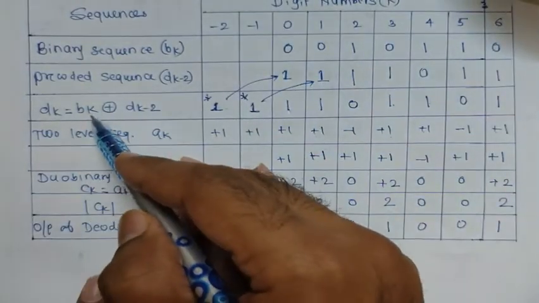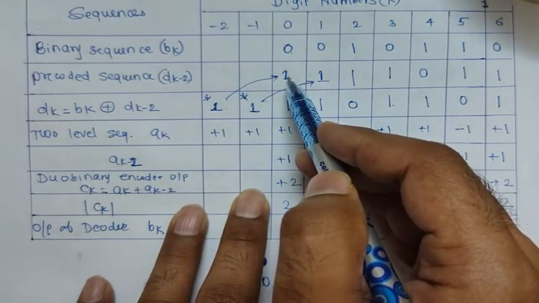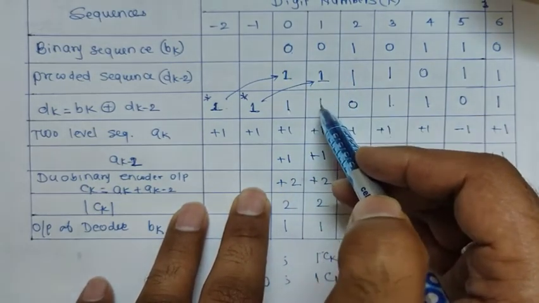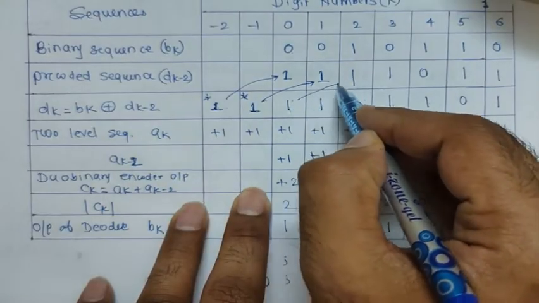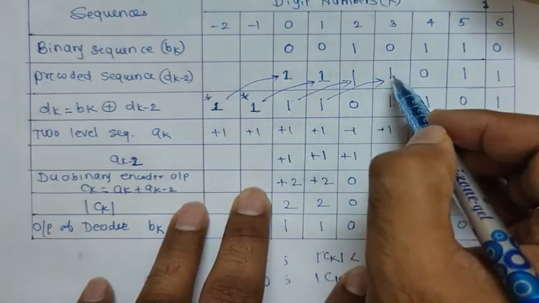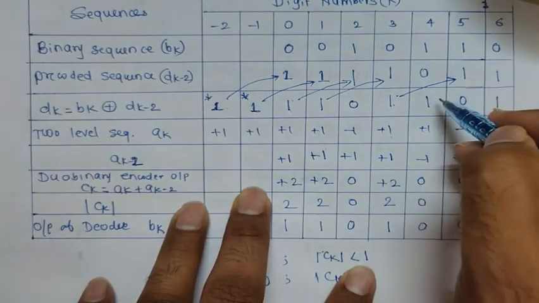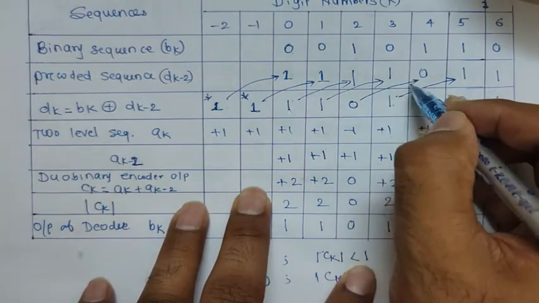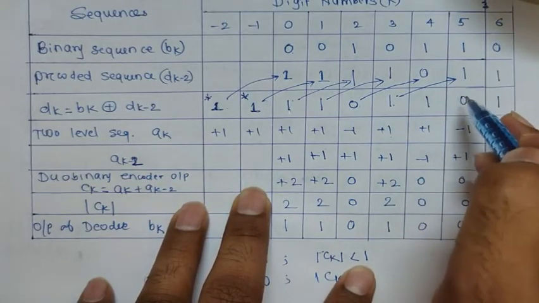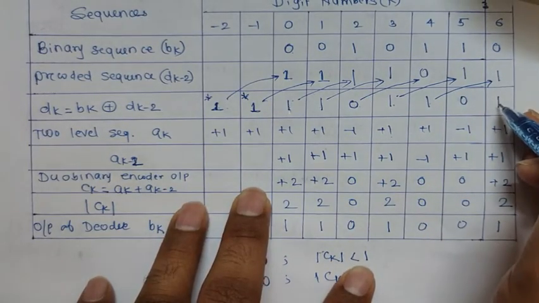Now dk is equal to bk XOR dk minus 2. It is not simple addition, it is XOR addition. 0 plus 1 is 1, 0 plus 1 is 1. Now this one is going here and this one here. So 1 XOR 1 is 0, and 0 XOR 1 is 1. This one goes here and this 0 goes here. So 1 XOR 0 is 1, 1 XOR 1 is 0, and this one is going here, so 0 XOR 1 is 1.